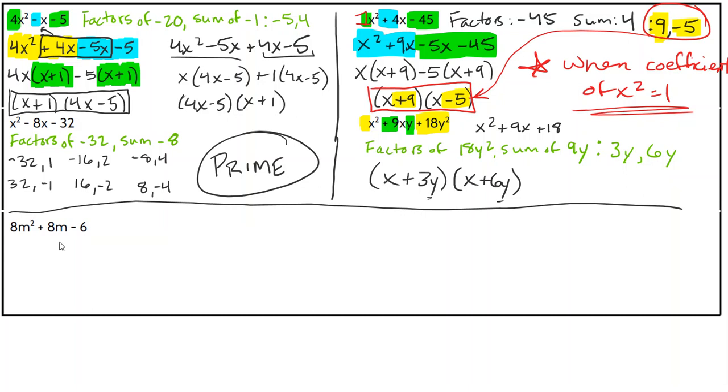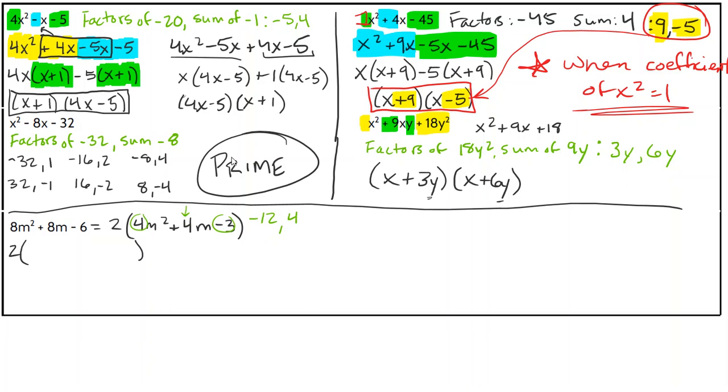So the first option, we'll say take the GCF out first. My GCF here is going to be 2. So this is the same thing as 2 times 4m squared plus 4m minus 3. Now we're going to focus on the inside piece for factoring while keeping everything multiplied by 2 as we work. So we want factors of 4 times negative 3, so that's factors of negative 12 that add up to 4.